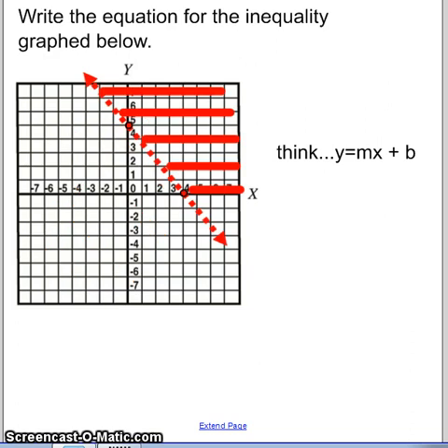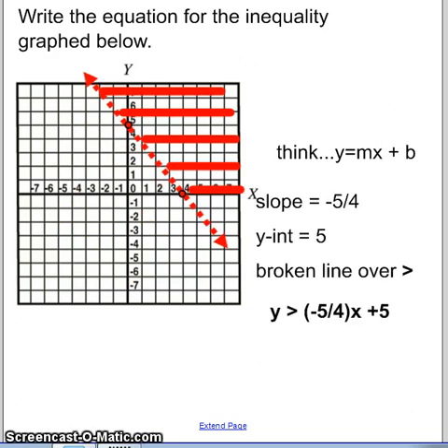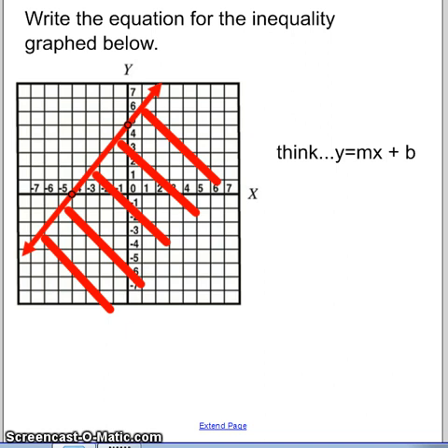We do the next one the same way. The slope, we go down 5 over 4. Slope is negative 5/4. The y-intercept is 5 right there. And now we have a broken line shaded up. If you're shaded above the line, it's going to be greater than. So y is greater than negative 5/4 x plus 5. Now we have a solid line shaded down, but we're still going to do most of the work the exact same way.